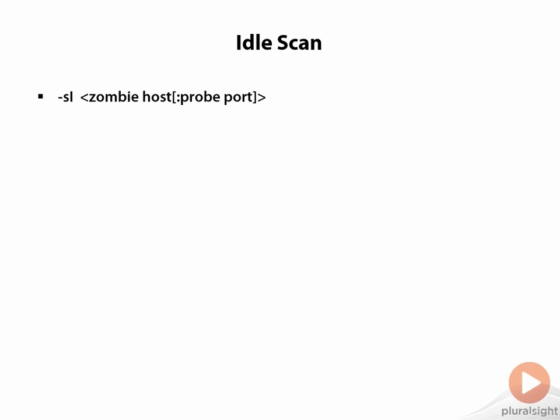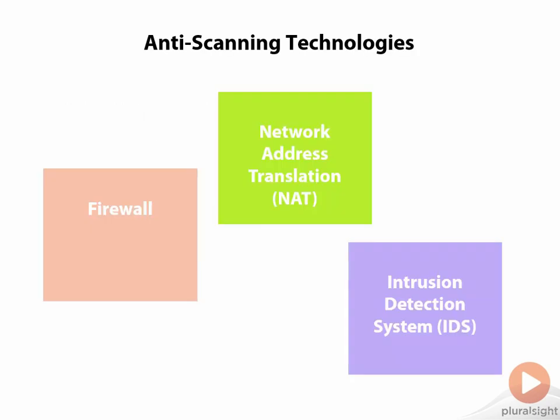The key to using this type of scan is finding an idle system. We'll talk more about that in the module on scripts, specifically the IP-ID SEQ script. An idle scan is enabled like this, where 192.168.5.4 is the idle system, and 192.168.23.88 is our target. Okay, enough about firewall evasion. Let's talk about other things that can frustrate our scanning. Let's talk about network address translation.